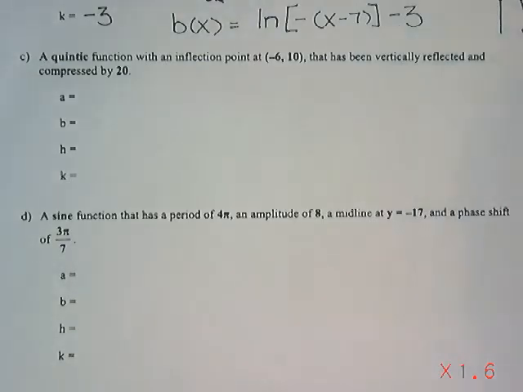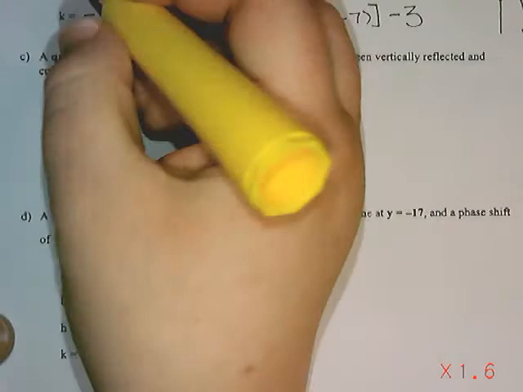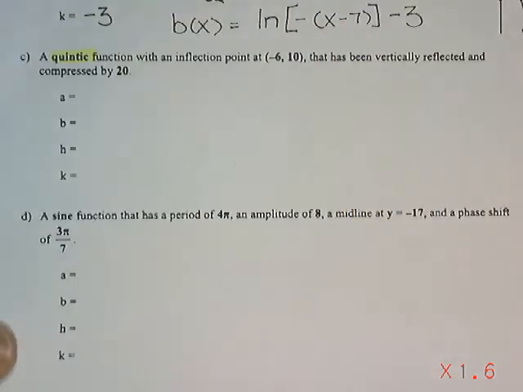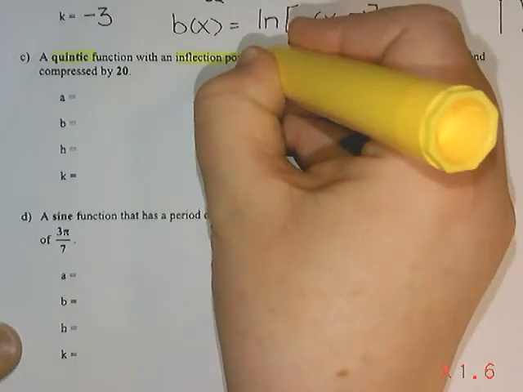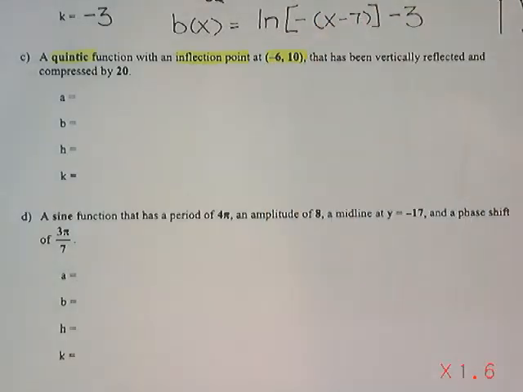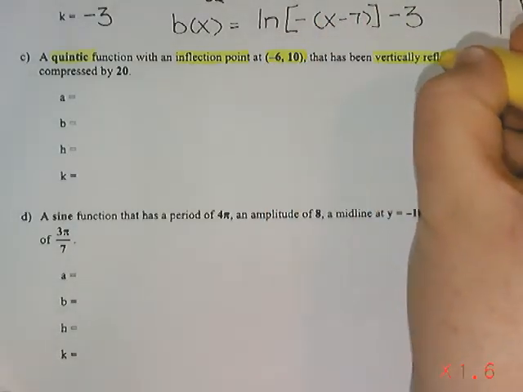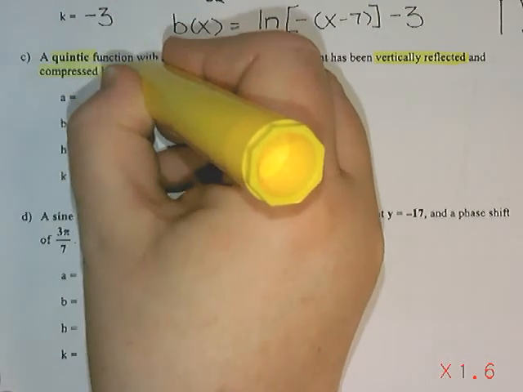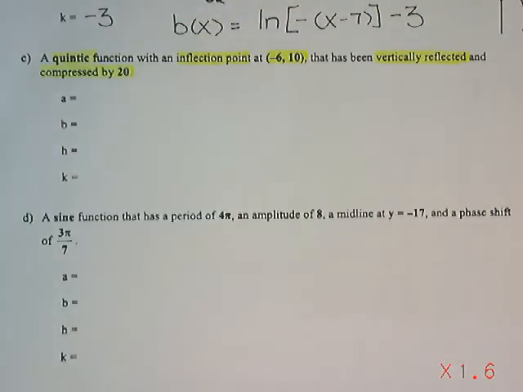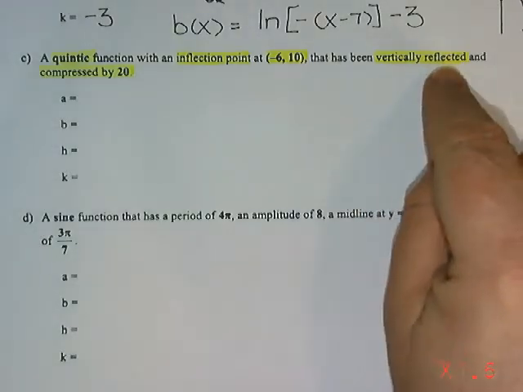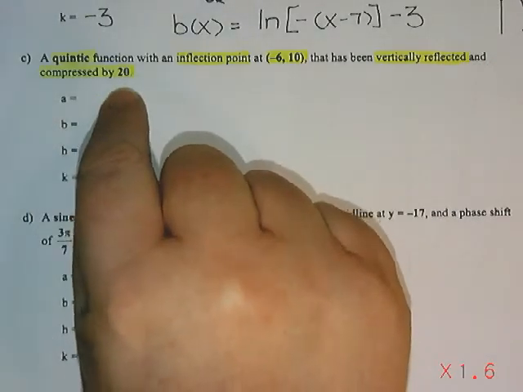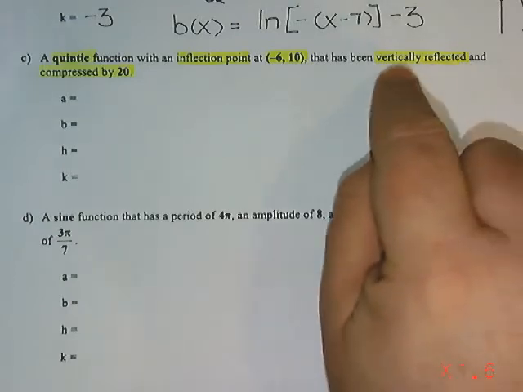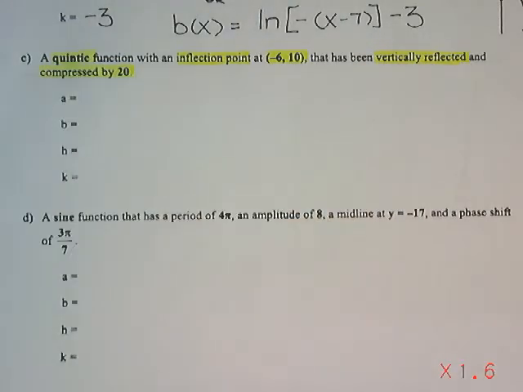compressed by 20. So things that seem important to me is that it's quintic, it has an inflection point, and it's at -6 and 10. It's been vertically reflected, and it's also been compressed by 20. Now, I think when it says vertically reflected and compressed by 20, that means it's been vertically reflected and vertically compressed, and not that it's been horizontally compressed.